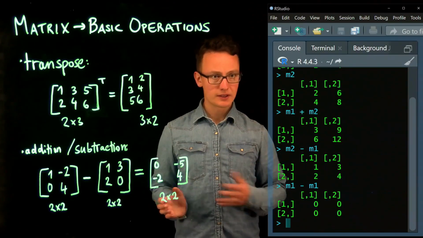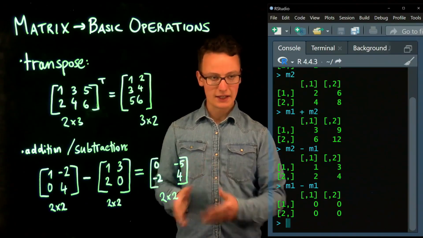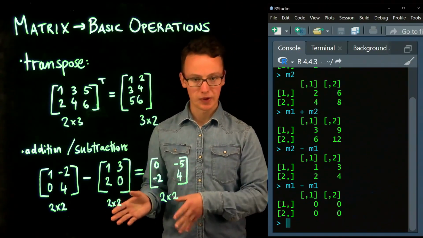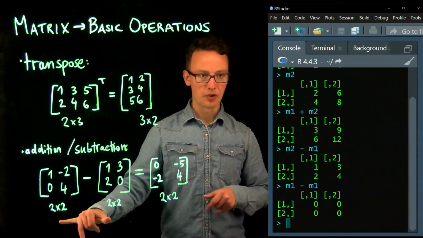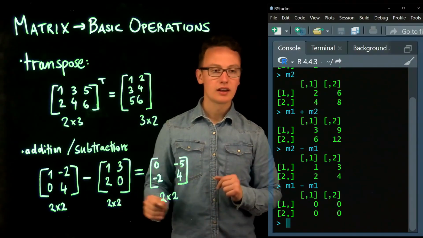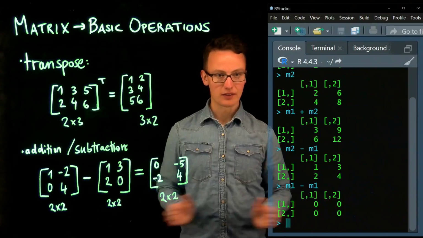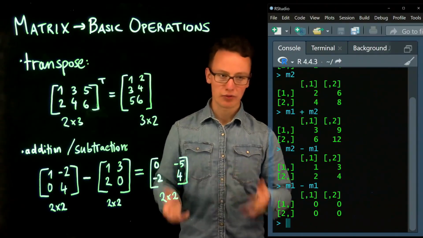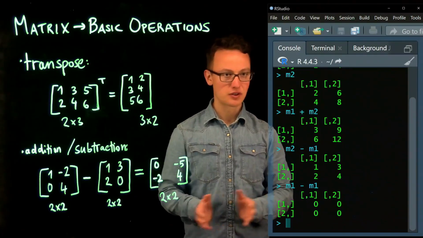Now, it should be noted that it is essential for matrix addition to work that we have the same dimensionality on both matrices. That applies to both addition and subtraction, okay? And if we don't, then the result is just undefined. So we can't add a 2 by 3 matrix, let's say, to a 2 by 2 matrix. It's just not possible. The addition is not defined.